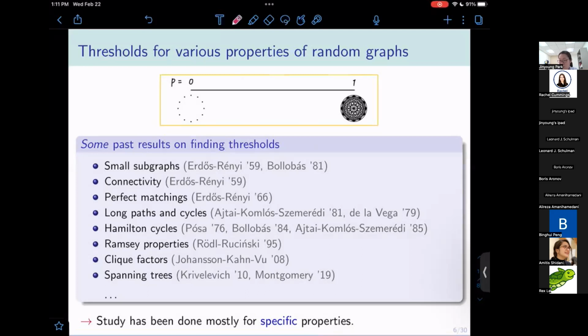When you see this list, you'll find that the study has been done mostly for specific properties. People have worked on finding thresholds, for example, for connectivity, or for having a long path, or for having a Hamiltonian cycle. All of those studies are about specific properties, but later I'm going to introduce the Kalai conjecture, which is about studying thresholds in a more general context. It's not about specific properties, but in general, can we give some good bound on the location of the thresholds? That's what the Kalai conjecture is about.